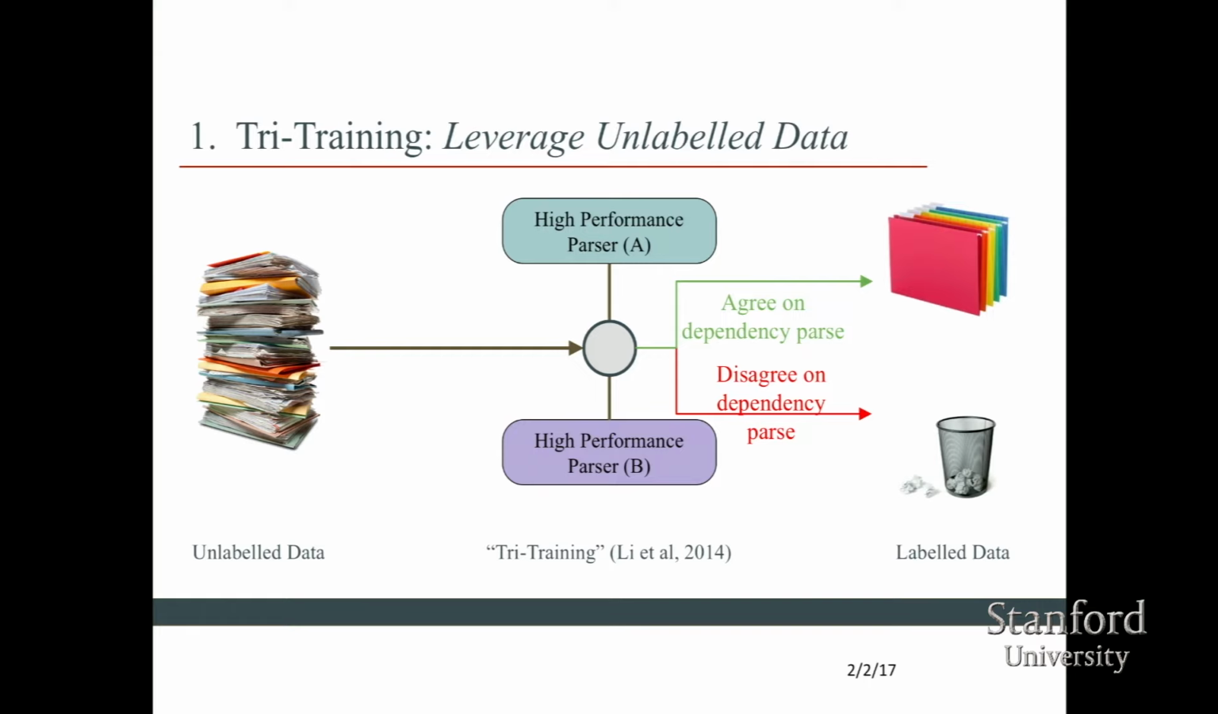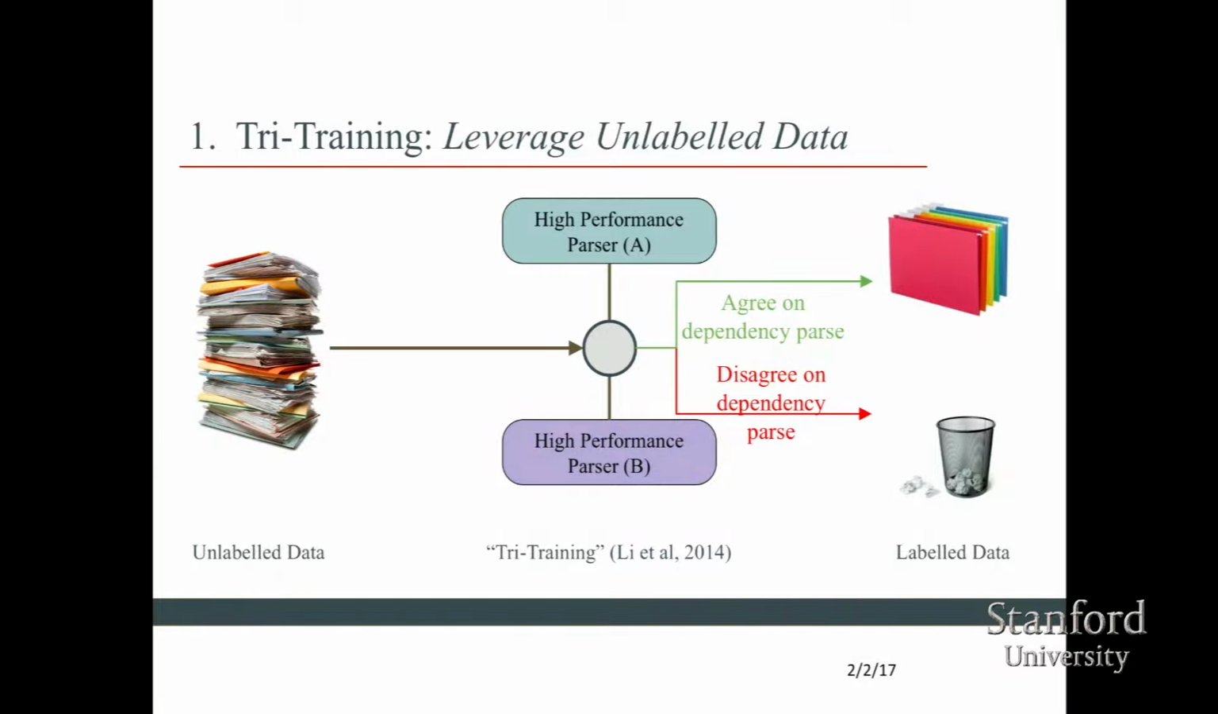The first one is tri-training. As you know, most supervised models perform better the more data they have. This is especially the case for dependency parsing, where, as you can imagine, there are an infinite number of possible sentences with a ton of complexity, and you're never going to see all of them, and you're going to see some of them very, very rarely. So the more data you have, the better.